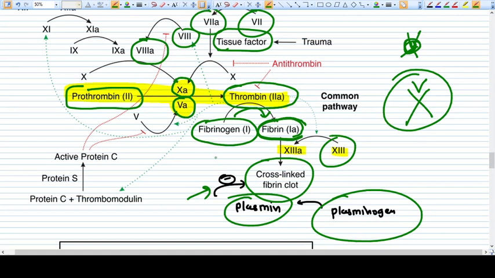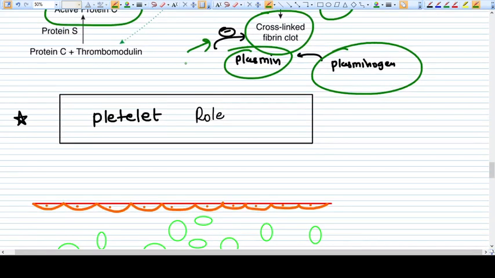Other inhibiting proteins are what? Antithrombin. Antithrombin will do what? It will inhibit thrombin and factor 10. So it will do anticoagulation. Protein C is also doing anticoagulation. See here. Active protein C will inhibit factor 5 to activated factor 5, and here factor 8 to activated factor 8. So protein C will inhibit coagulation too. Now this was all about the cascade of coagulation factors.